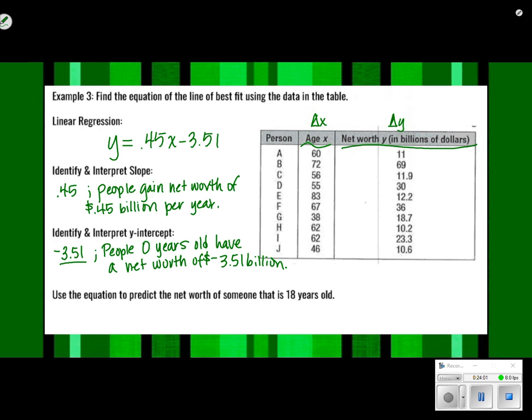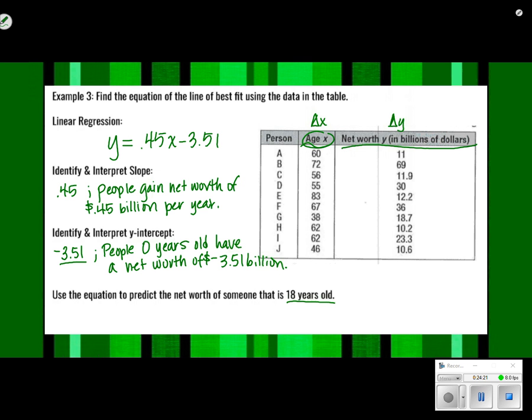All right, so let's say we are dealing with celebrities, and we're going to look at somebody who's 18 years old, which I'm pretty sure you would like your net worth in billions of dollars at the ripe young age of 15. So 18 is not too far away. That just means you have more money, right? So we're going to predict 18 years old.